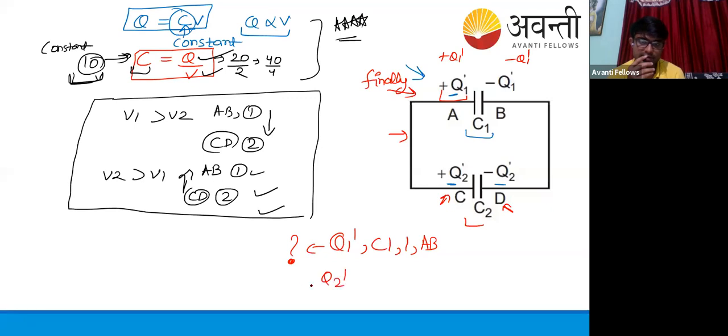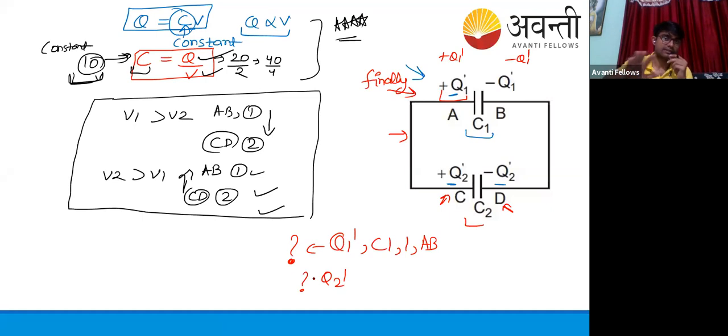And also I need to find Q2 dash, that is the charge on the second capacitor. Okay. Charge on the second capacitor plate, C2 having capacitance C2, potential difference. Now what about the potential difference? Since initially the potential difference was different, high and low, the charges will flow from high potential to low potential.